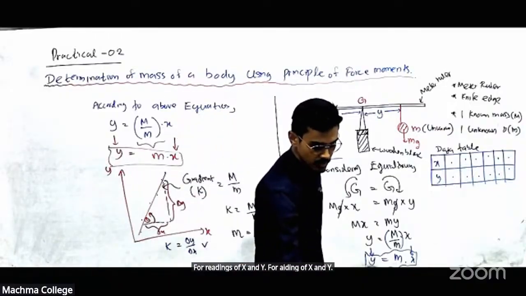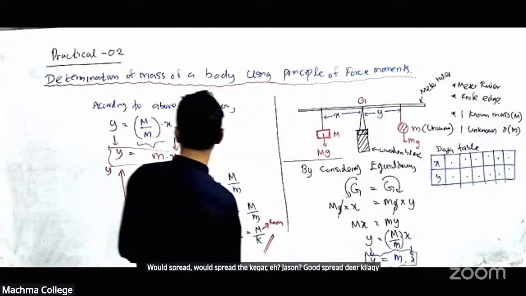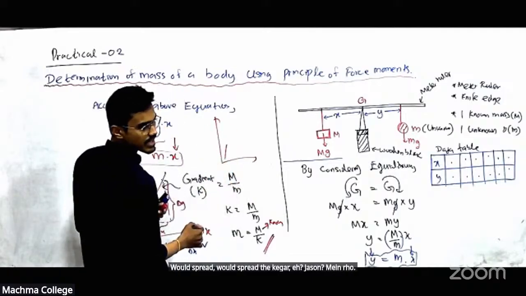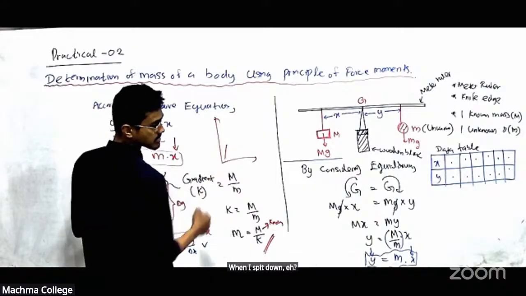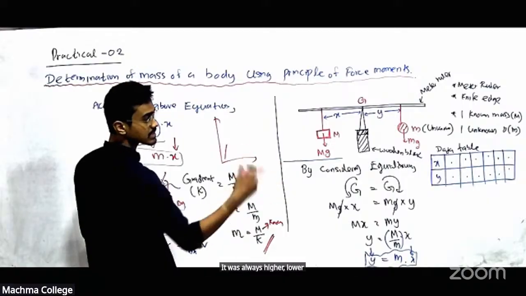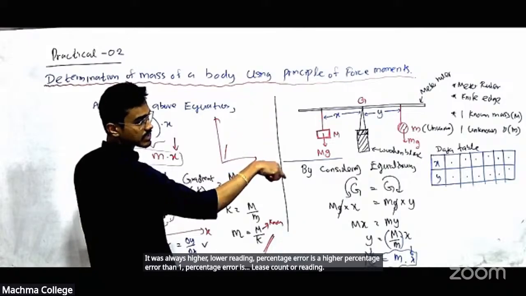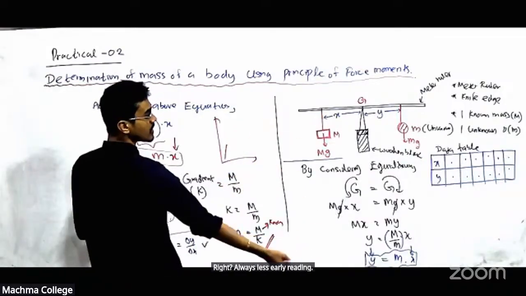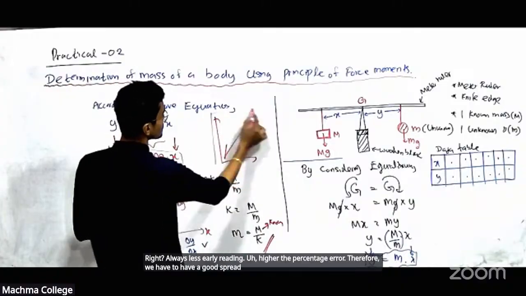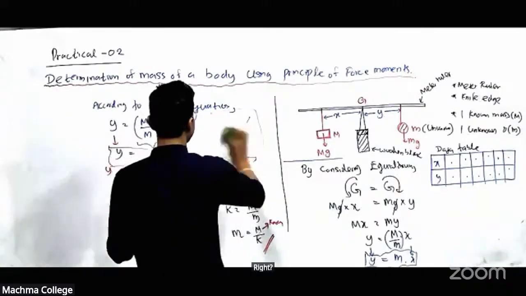Good spread, what we mean by good spread is this: if you take values that don't match, on this graph sheet the graph comes out small like this. It's no use, the spread doesn't go. Then in such cases percentage errors are high, because always for lower readings percentage errors are higher. Percentage error is least count over reading, right? Always the lesser the reading, the higher the percentage error. So therefore we have to have a good spread. Using the whole sheet, you have to draw this nicely. To have that, there must be a good spread.